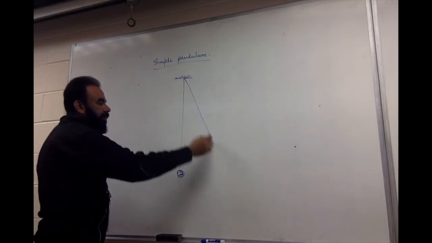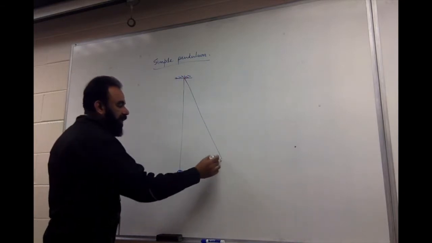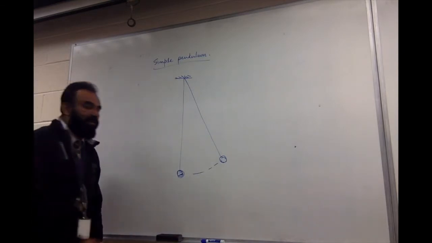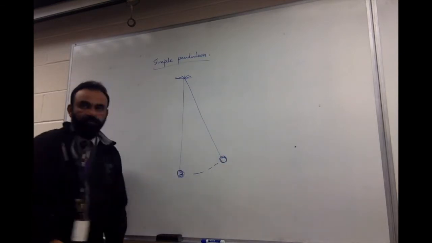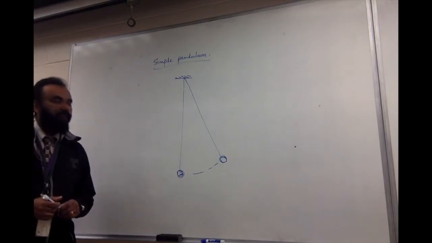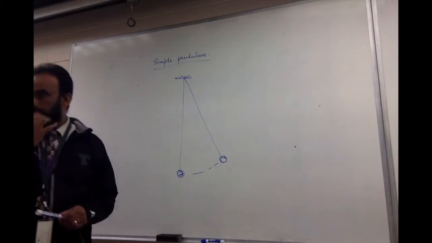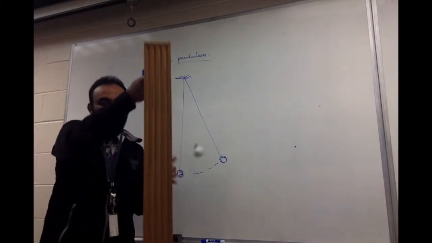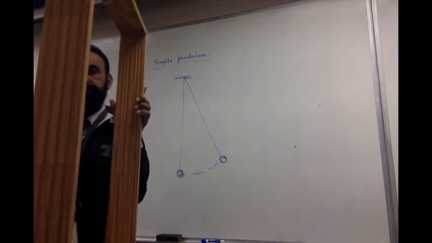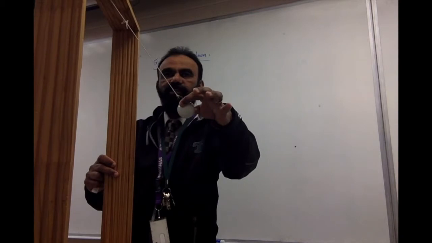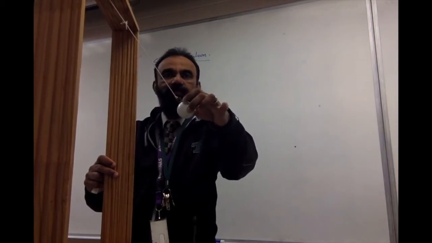All right. So that's the simple pendulum's bob, and when you bring it to one side and release it from there, how many forces are acting on the bob? Tension, gravity. Yes, tension and gravity.